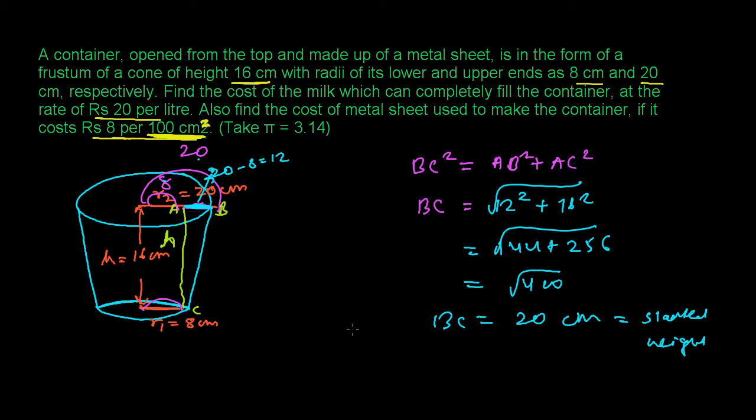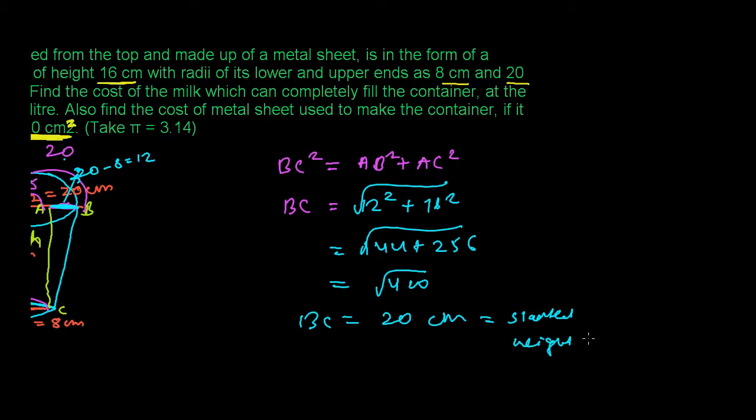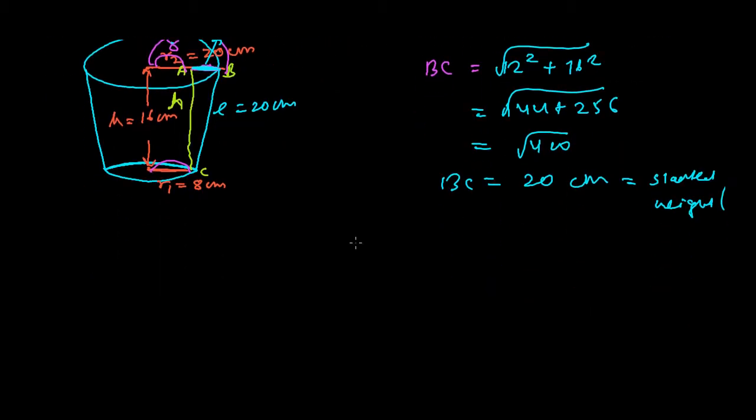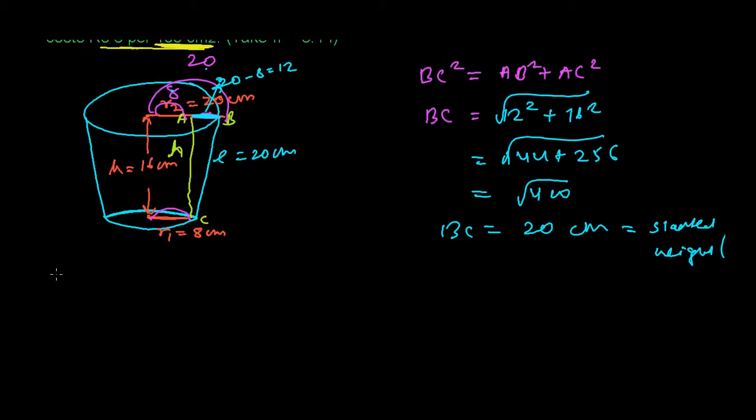We generally represent slanted height by L. So we got the L also. Now there is nothing unknown to find the volume as well as the surface area. So let's first find the volume. Let's first find how much milk it can contain. So the volume of the container: the container is in the shape of a frustum, so the volume will be the volume of the frustum.